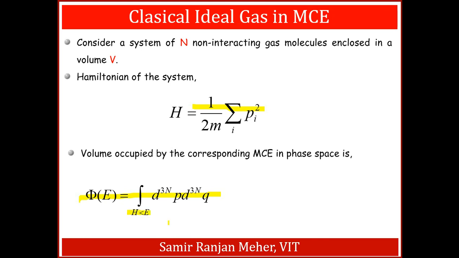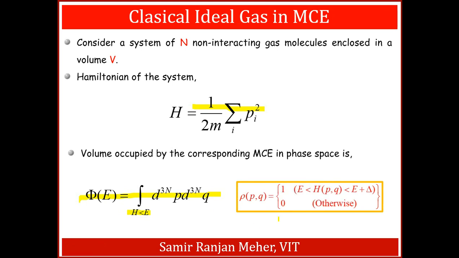H less than E is the surface enclosing the complete volume of this microcanonical ensemble. It is because the statistical distribution function is 1 in the small energy window E to E plus delta, and it is 0 in the rest of the regions. If we look at this integral, it has two variables, P and Q. The Q variable is the position coordinate and P is the conjugate momentum coordinate. So we will do it step by step. First we will try to obtain the corresponding volume occupied by the conjugate momentum coordinates.